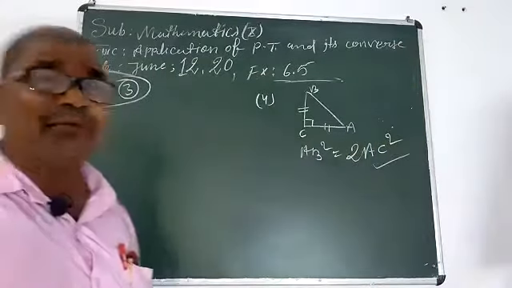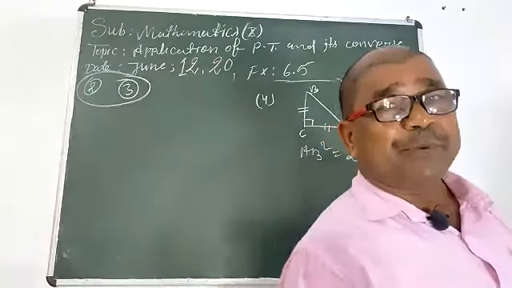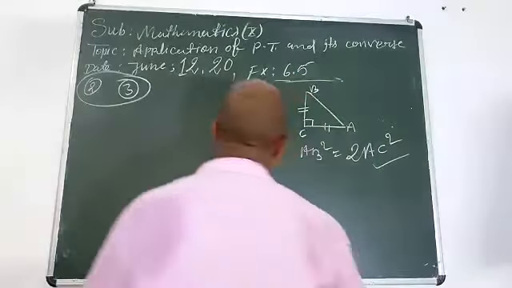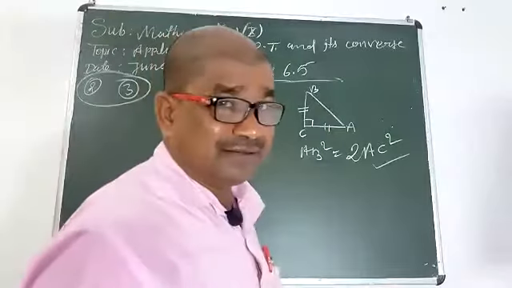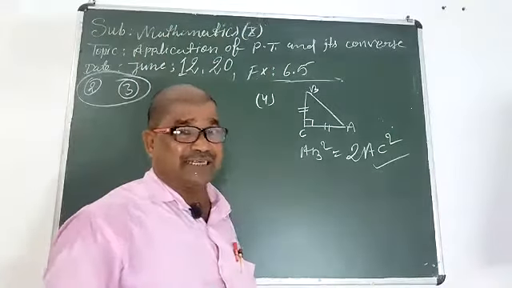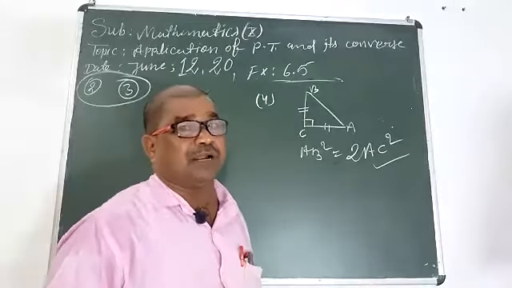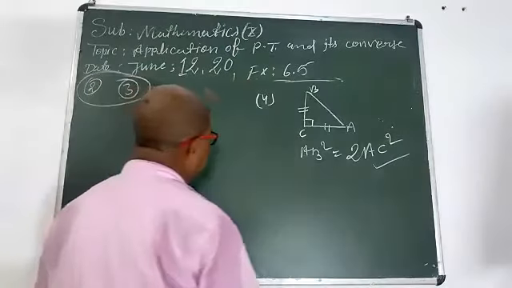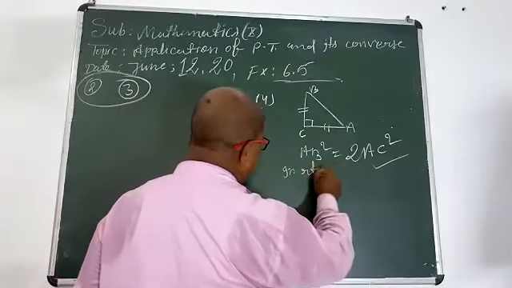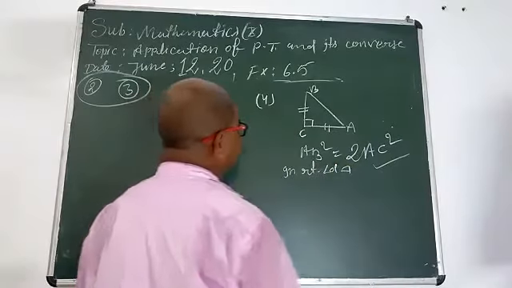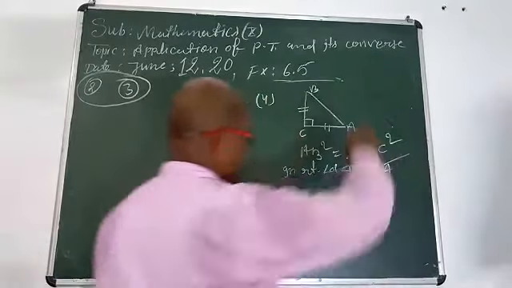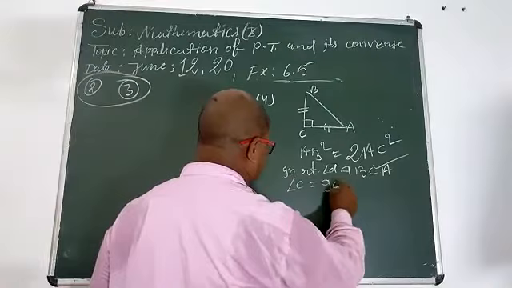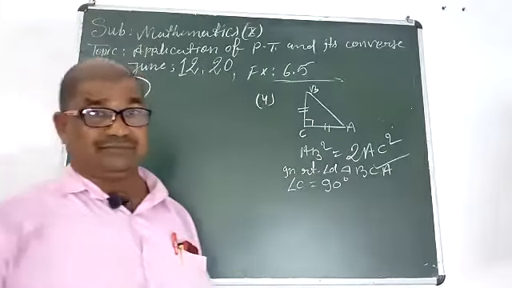Right angle is given, so we should take help from Pythagoras. Please go and recall the theorem statement: the square of the hypotenuse equals the sum of the squares of the other two sides of the same triangle. In right-angled triangle BCA, angle C equals 90 degrees.